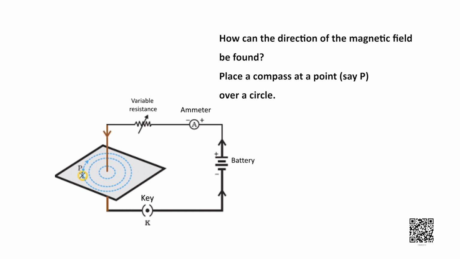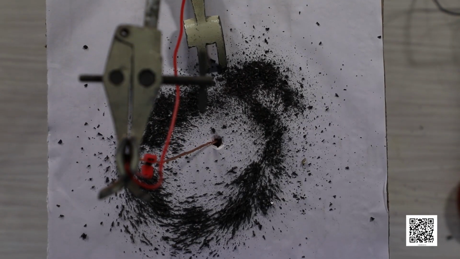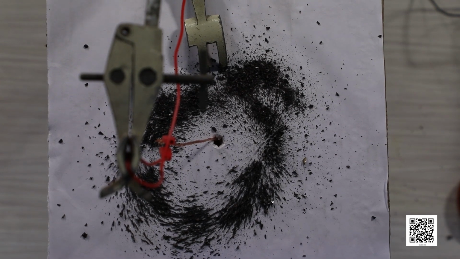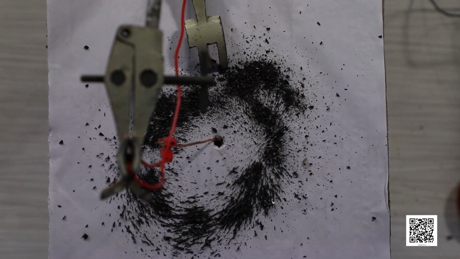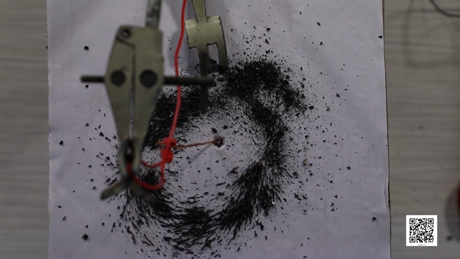Just place a compass needle at a point P over the circle. Observe the direction of the needle. The direction of the north pole of the compass would give the direction of the field lines produced by electric current through the straight wire at that point. We can show the direction by an arrow. Does the direction of magnetic field lines get reversed if the direction of current through the straight wire is reversed?